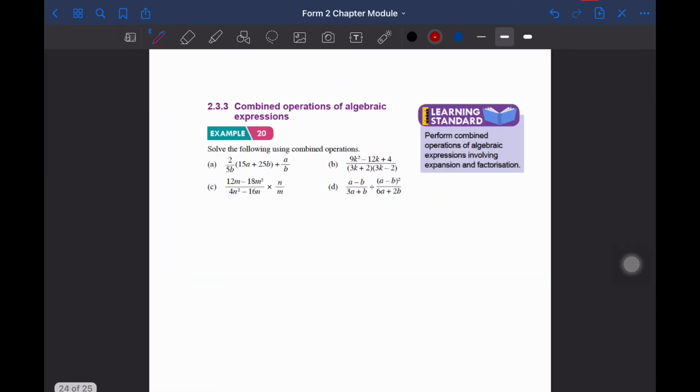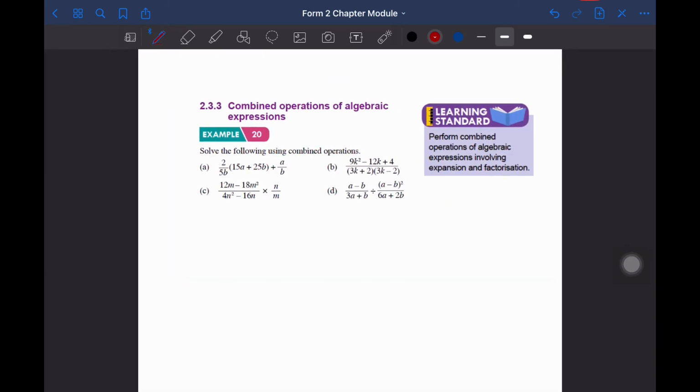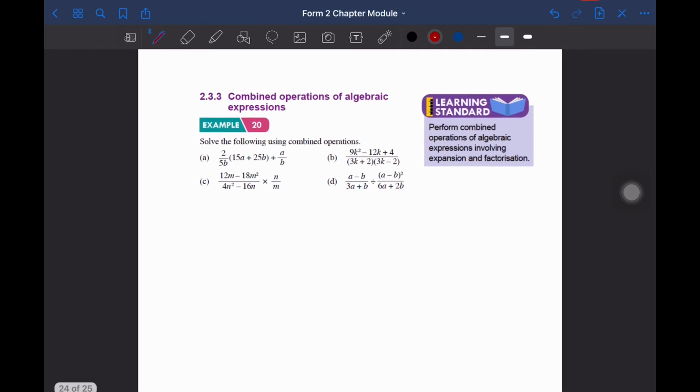Okay, we proceed with the next learning standard, and this is the last learning standard for this chapter. It is a combined operation of algebraic expressions. The learning standard is: perform combined operation of algebraic expressions involving expansion and factorization. What is expansion, what is factorization, we remind ourselves again. So how to solve this? We try the first example, Example 20A.